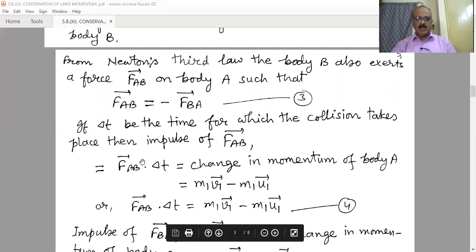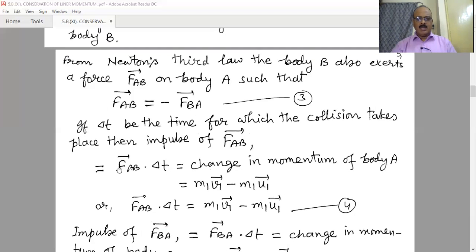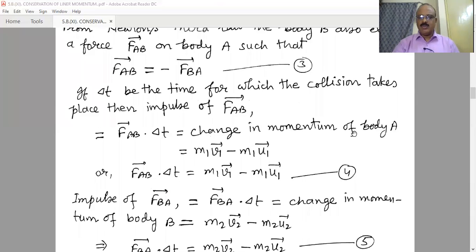Impulse of FAB, when the collision takes place, is FAB into delta t, which is nothing but equal to the change in the momentum of body A. We get it from the impulse momentum theorem: the impulse of a force on any object is equal to the force into time. The measurement of the impulse is the force into time, and that is equal to the change in the momentum of that object. It is also known as the impulse momentum theorem. We already read it.